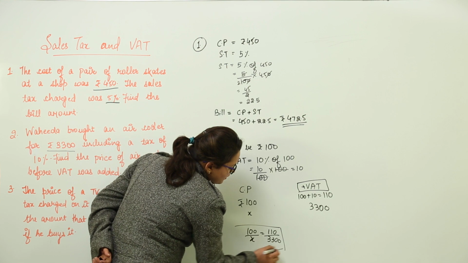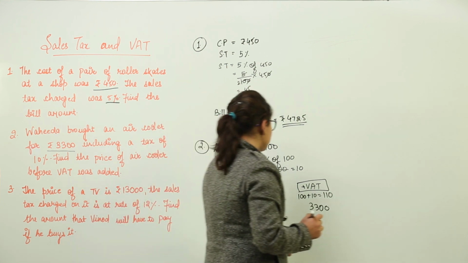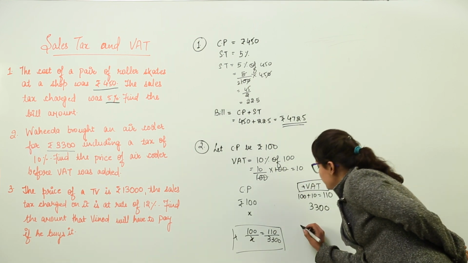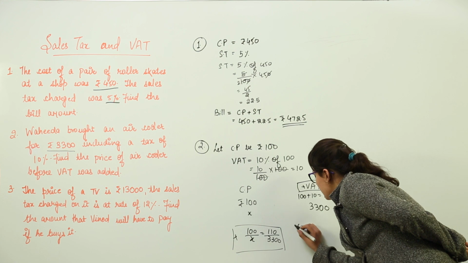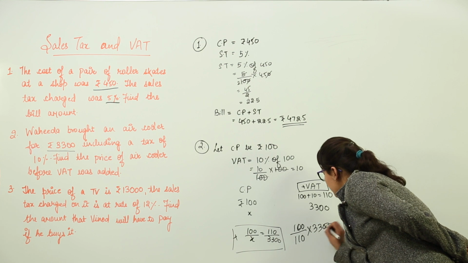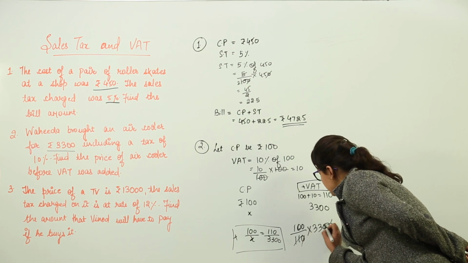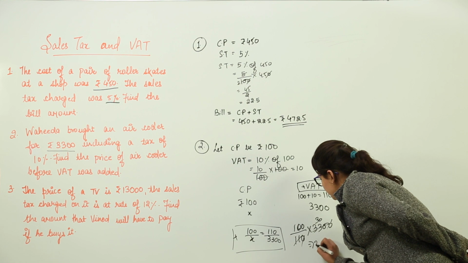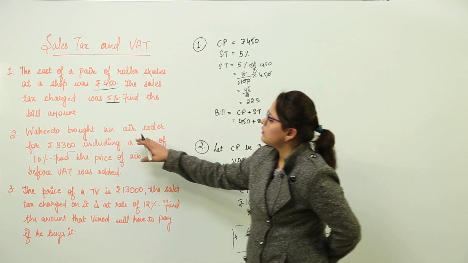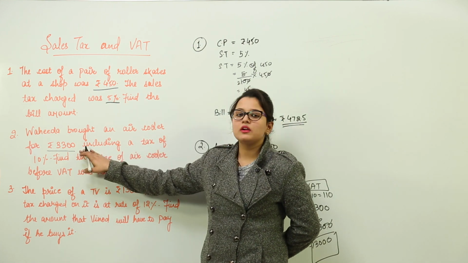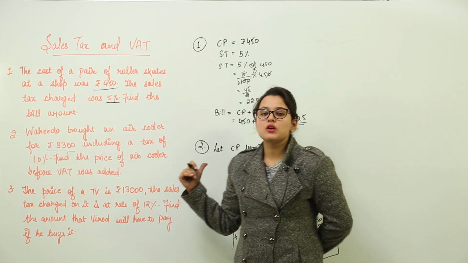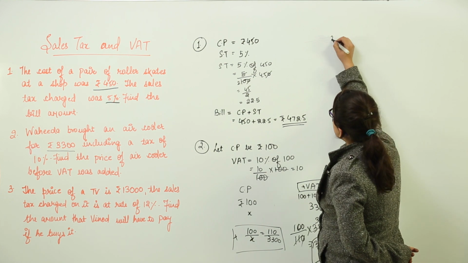If you are not familiar with this, you can avoid this. I'll tell you the simpler method. What will be the cost price for 1 rupee of the total? That would give you 100 upon 110 into 3300. Am I right? Now you cancel the zeros and simplify this further. What do you get? 3000 rupees. That means if Wahida bought the air cooler for rupees 3300 including 10% VAT, the original amount would have been 3000 rupees, right? Now the next question.